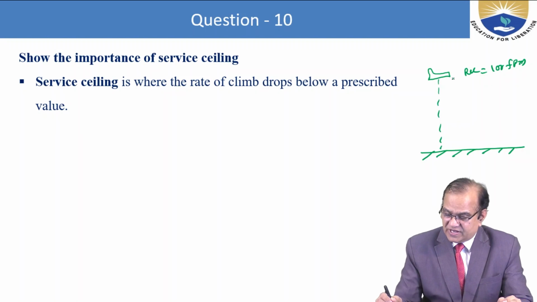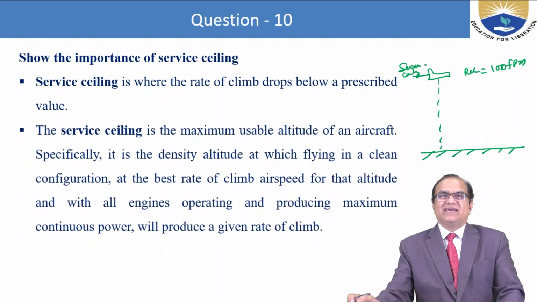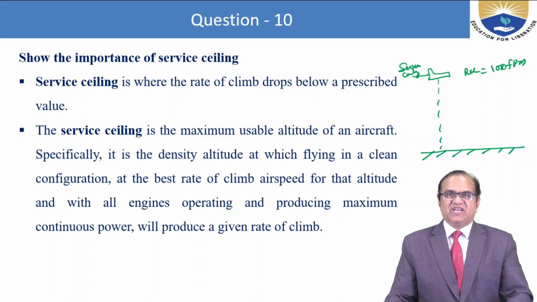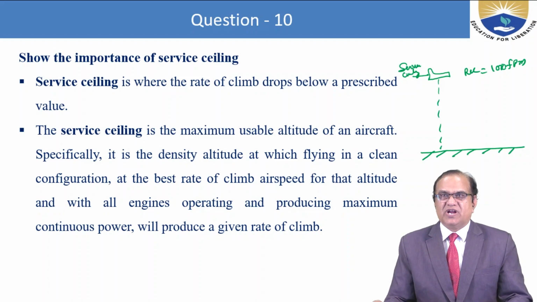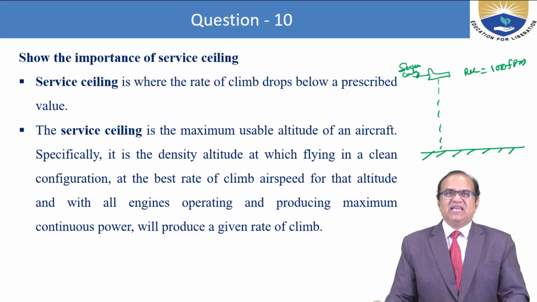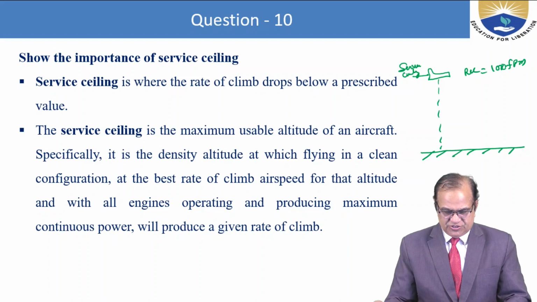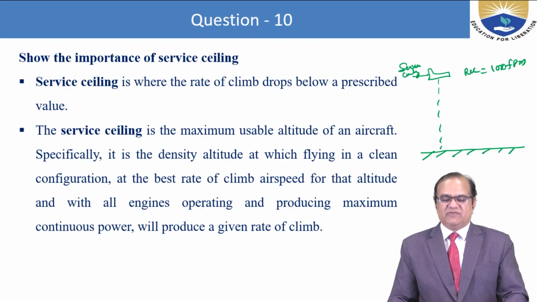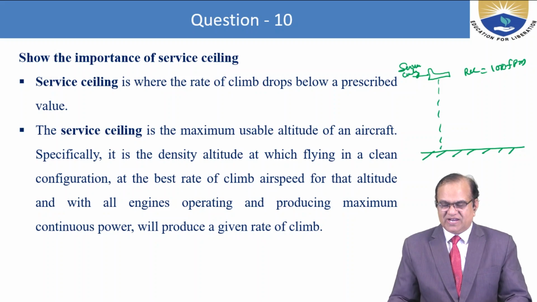So if an aircraft's rate of climb is 100 feet per minute or more, this is called the service ceiling. Service ceiling is the maximum usable altitude of an aircraft. Specifically, it is the density altitude at which flying in a clean configuration at the best rate of climb airspeed for that altitude and with all engines operating and producing maximum continuous power will produce a given rate of climb.